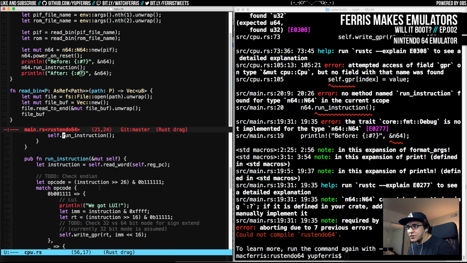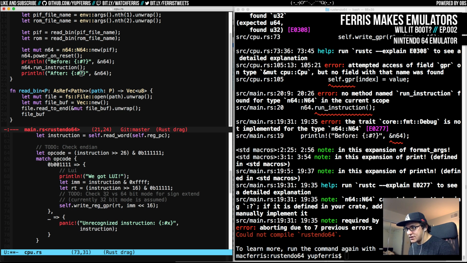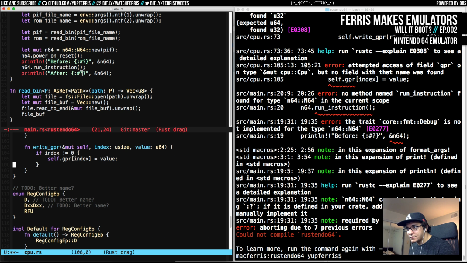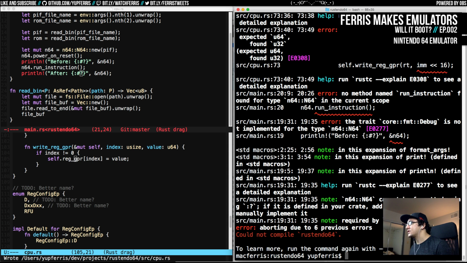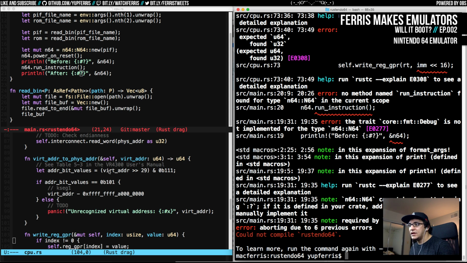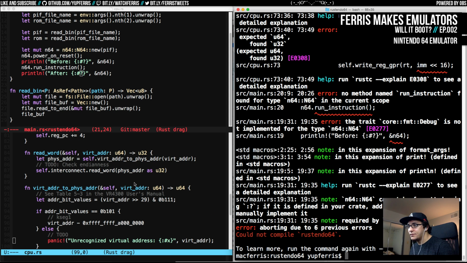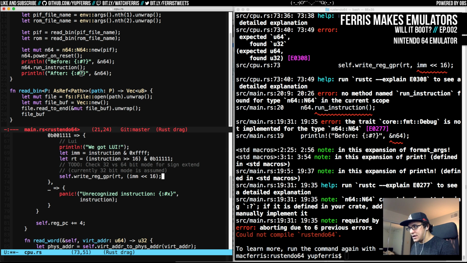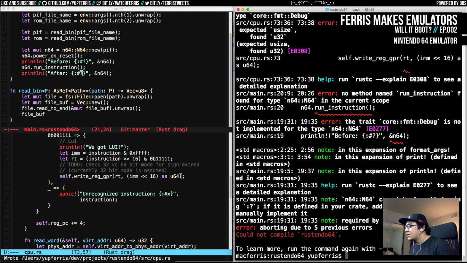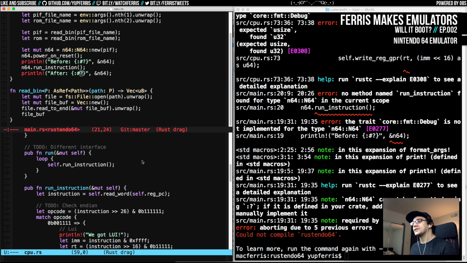Self GPR, yeah, because it's reg GPR, isn't it? So we'll change the name of this function as well. We call that reg GPR, not just GPR, so that we understand it's a register. Yeah, so this immediate value that we wrote to there, we also need to cast to the right type. Fine by me, as U64. Debug is not implemented for N64. Also, no method named run instruction on N64. Yeah, because we need to bubble that run instruction method up to the N64, which we'll probably have a different interface for when this is more production ready. But for now, let's stick with it.